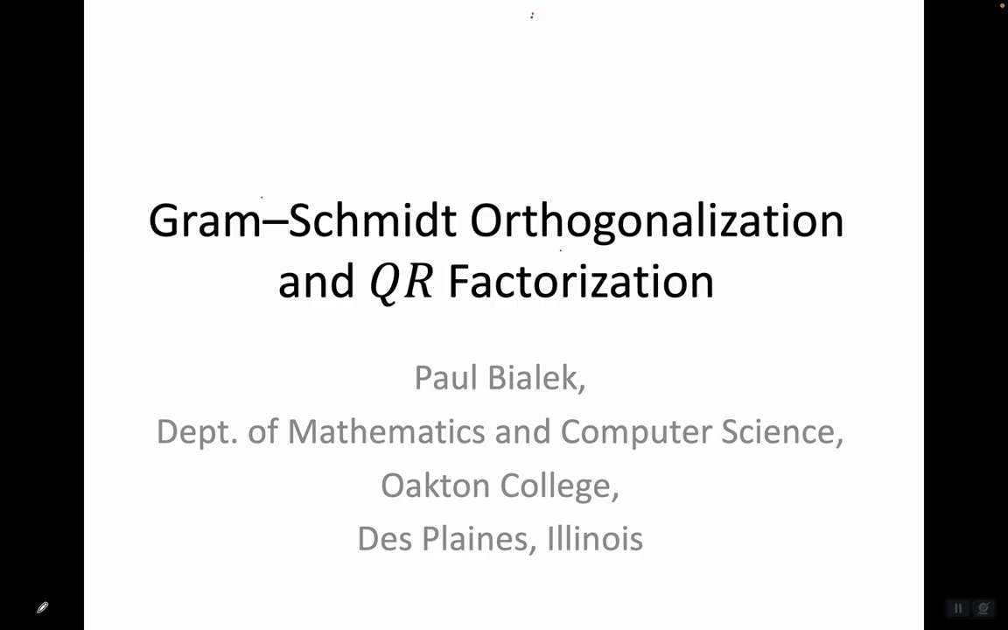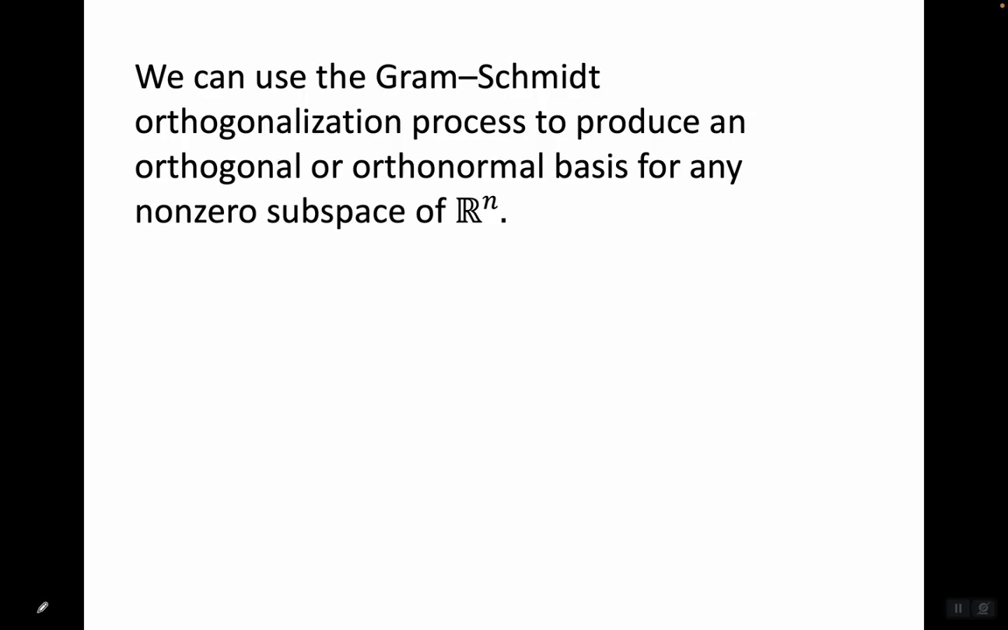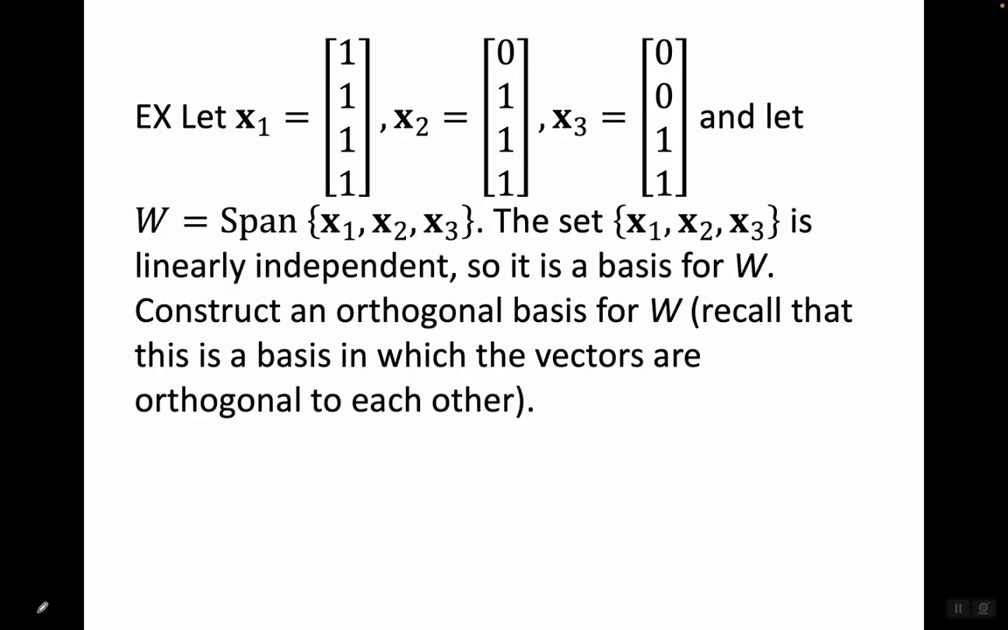Let's look at Gram-Schmidt orthogonalization and QR factorization. We can use the Gram-Schmidt orthogonalization process to produce an orthogonal or orthonormal basis for any non-zero subspace of Rn.